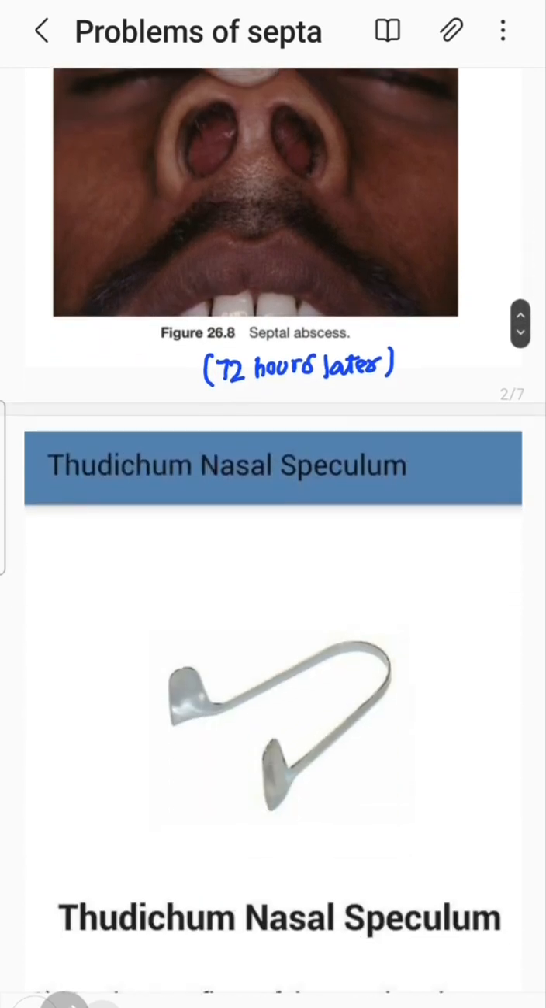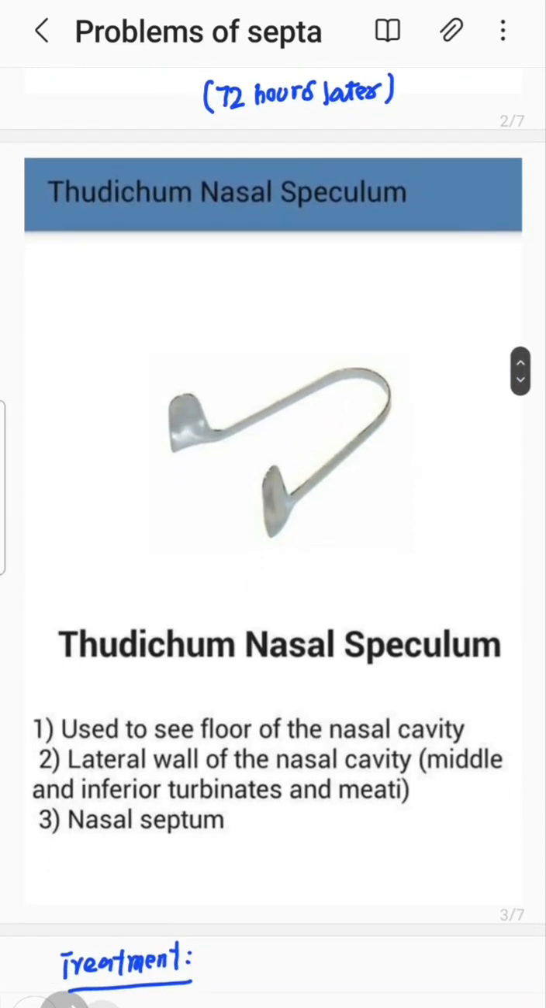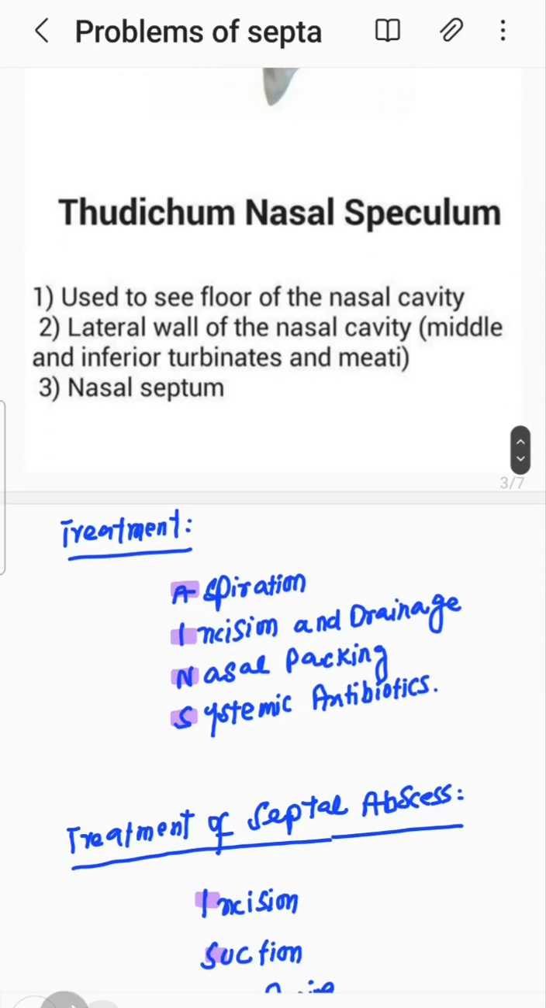Now, how to examine a patient who comes with the complaints of a septal hematoma? First of all, we'll use this Thudicum speculum, which is used to see the floor of the nasal cavity, the lateral wall of the nasal cavity, and the nasal septum. If the patient is a child, he may not allow you to press over the bridge of the nose because of the pain associated. So you may have to use anesthesia along.